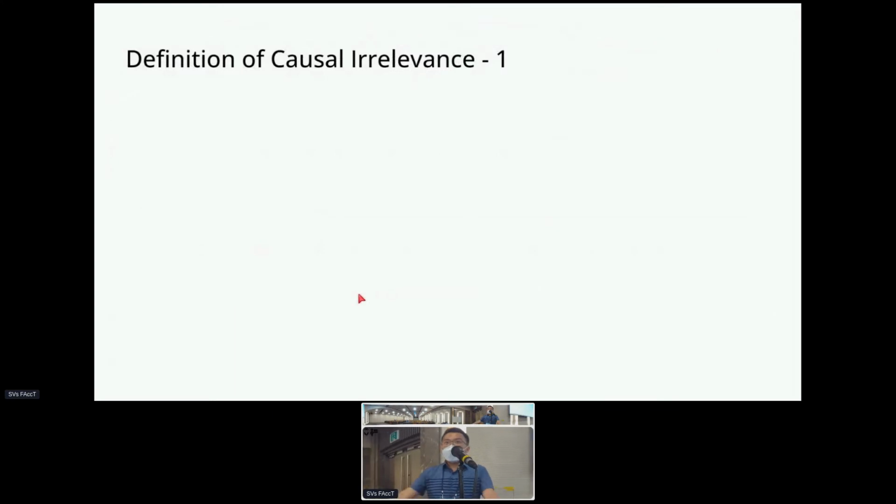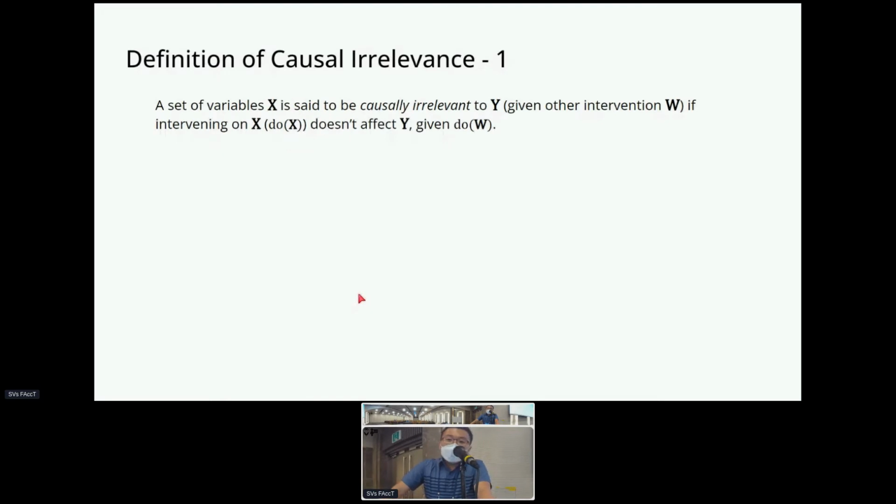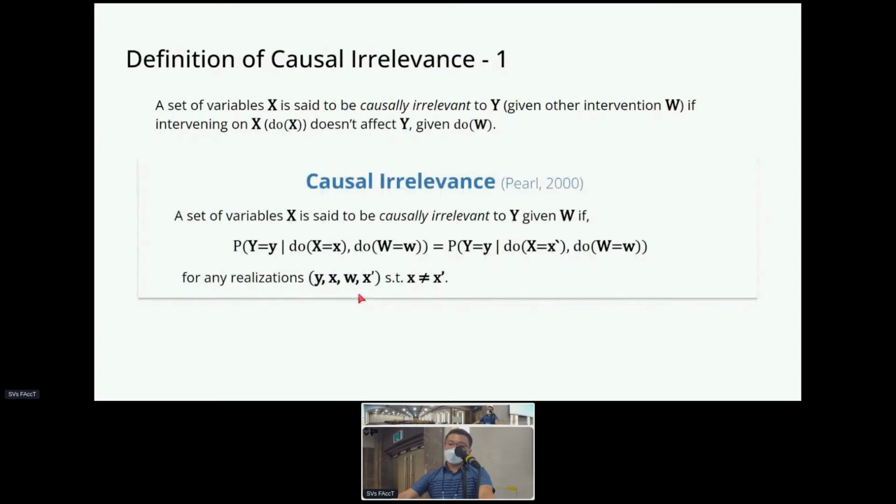So then what is causal irrelevance? We say that a set of variables x is said to be causally irrelevant given other information w if intervening on x, like do(x), doesn't affect y given do(w). This is the formal definition: the set of variables x is said to be causally irrelevant to y if intervening on x, changing its value from x to another value x', doesn't change the value of y given other information w in terms of probability.